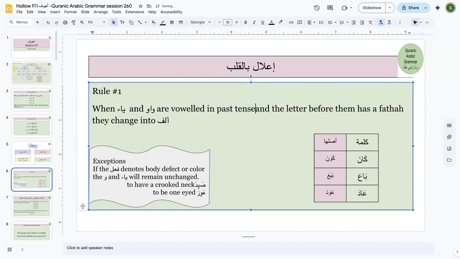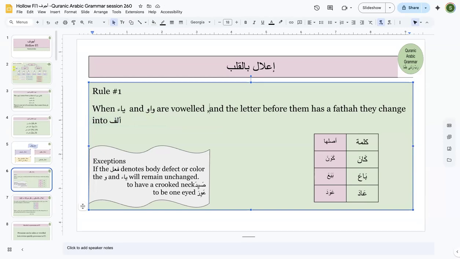When waw and ya are voweled, mutaharrik, in the past tense, and the letter before them has a fatha, they change into alif.